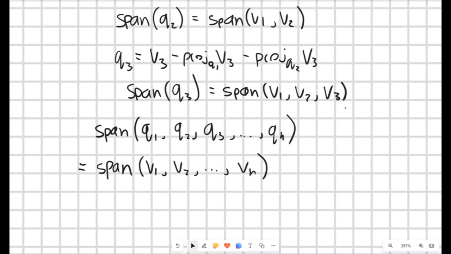Okay, and so that concludes everything. We've used the Gram-Schmidt method to create this orthogonal basis, which has the same span as our original linearly independent vectors. Next video, I think we'll look at the QR algorithm, which is an interesting application of the Gram-Schmidt process.